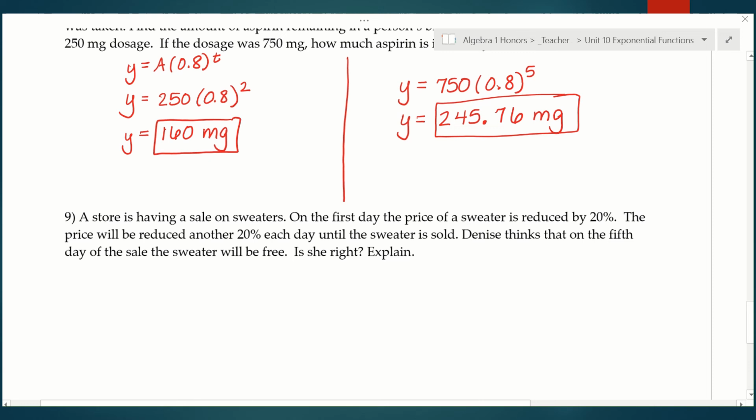This is really getting at your understanding of what exponential decay is all about, because if you think about it, you have a different percentage of the number every day. Let's say your sweater started at $40. If I take 20% off of 40, the new price is $32. Then if I take 20% off of that $32, I'm at $25.60. So I would just keep multiplying by 0.8, right? If it's a 20% discount, you can multiply by 0.8 to get the next sale price.